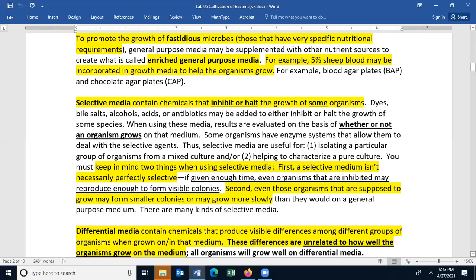There are many kinds of selective media. An example of a selective media is 7% sodium chloride. This selects for organisms which can grow in 7% sodium chloride. Most organisms cannot grow in 7% sodium chloride. All right, any question about that?